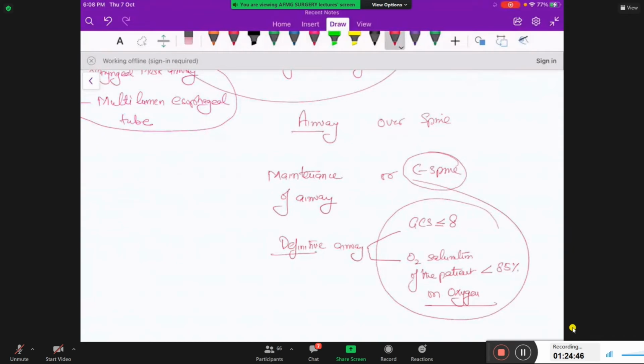Now once you have taken care of A, imagine, this was also one of the questions. You have put in an endotracheal tube. Must have been discussed in your anesthesia class. Once you have put in an endotracheal tube, what will be your immediate next step? Check whether it is in the lung or in the esophagus. So how will you check? 5-point auscultation. We should do 5-point auscultation.